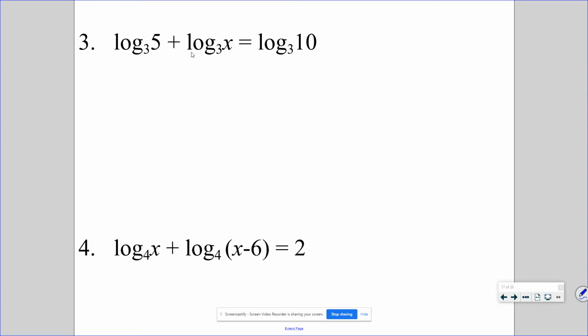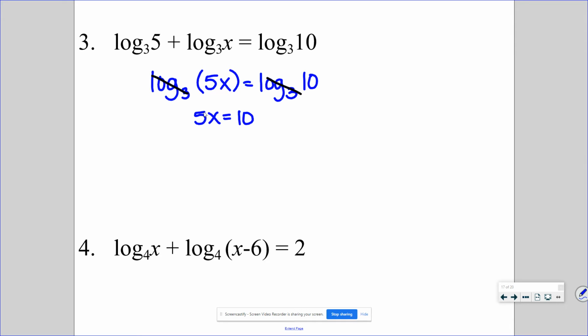Okay, 2 more examples. Number 3, same initial process. We're going to put these back into a single logarithm. The plus sign means product. We have a log on both sides, so they cancel each other out, leaving you with 5x is equal to 10. The next step is to divide by 5, and you get x is equal to 2.